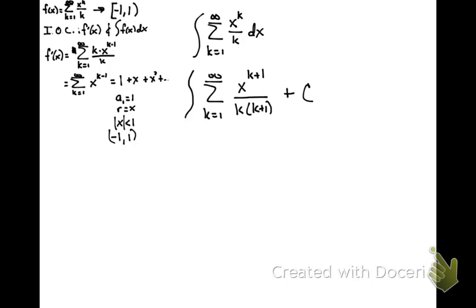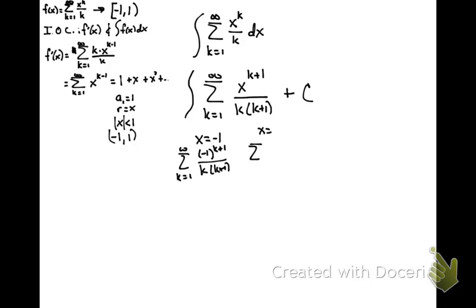And the issue is, we know this is going to converge from -1 to 1, but what's going on at the endpoints? At x equals -1, the series is -1 to the k plus 1 over k times k plus 1, and the series converges by the alternating series test.